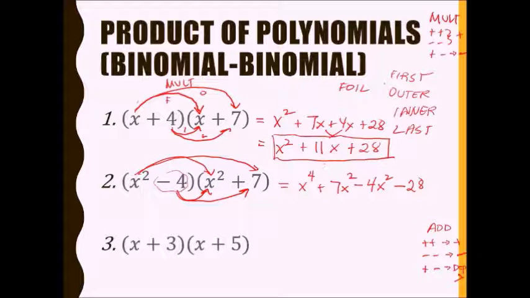Okay, so kung mapapansin nyo, yung nasa gitna, isang positive, isang negative. Okay, so pag magkaiba ang sign, subtract the number, 7 minus 4. So that is 3x squared. So kahit hindi algebra or hindi integer addition, 7 at negative 4 or 7 minus 4, parehas naman na 3 ang lalabas. So positive 3. Then bring down lang si x to the 4th at si negative 28.